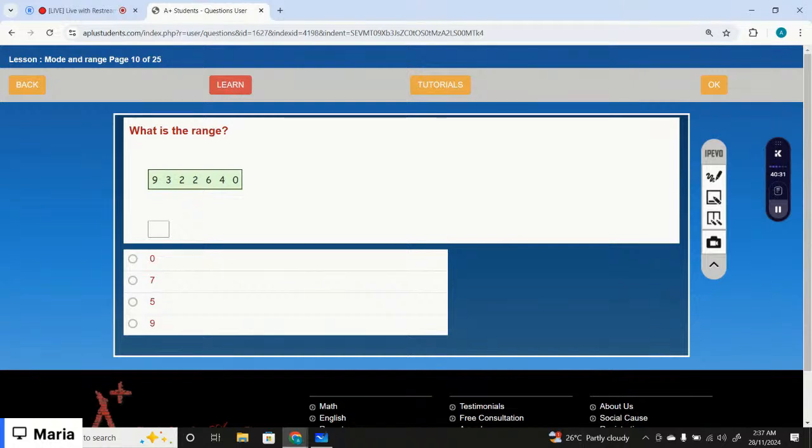What is the range? Which is the correct option? That is 9 minus 0. The correct option is, yes, 9 it is. Very good. The correct option is 9.